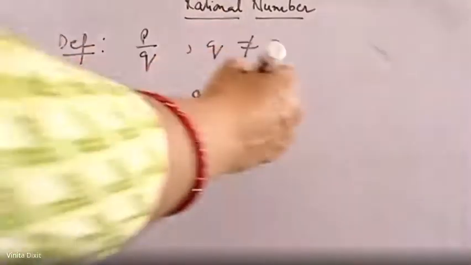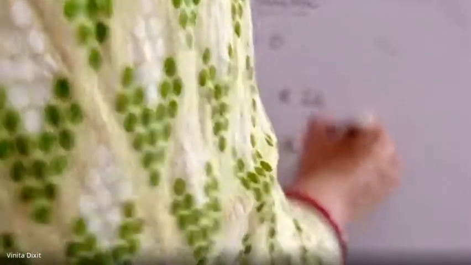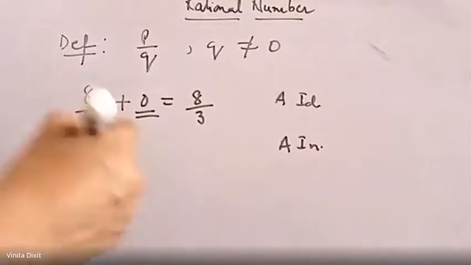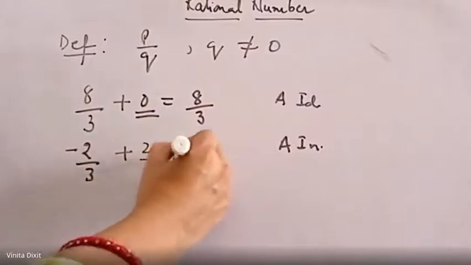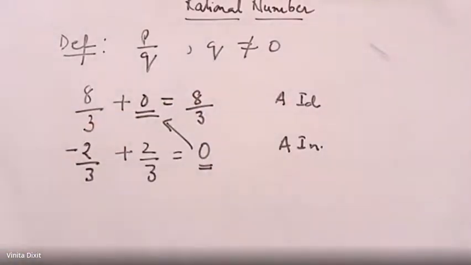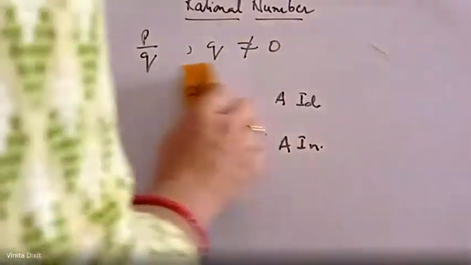This is additive identity, and this is additive inverse. If you take any number, suppose minus 2 by 3, you change the sign to plus 2 by 3 and you add them, you will get 0, which is the additive identity. That is, you add a number to its additive inverse, you get the additive identity. And what is the additive identity of rational numbers? Additive identity is 0, right? Now comes the multiplicative inverse.